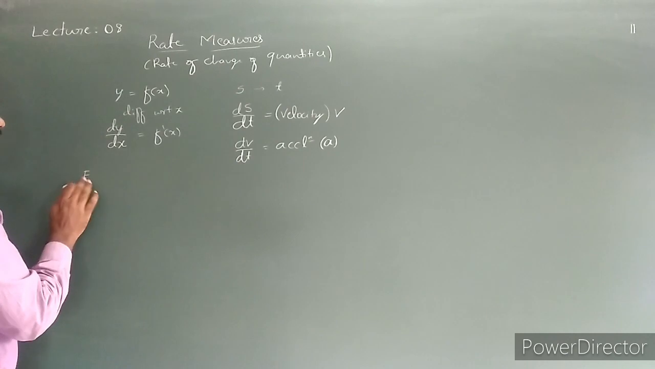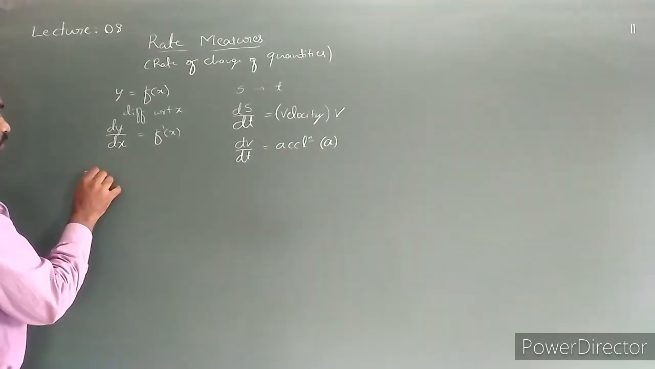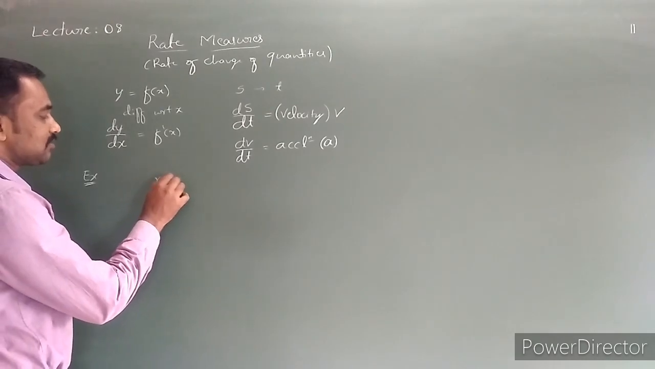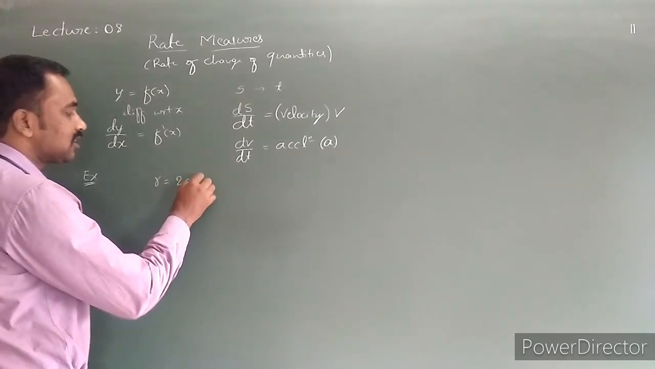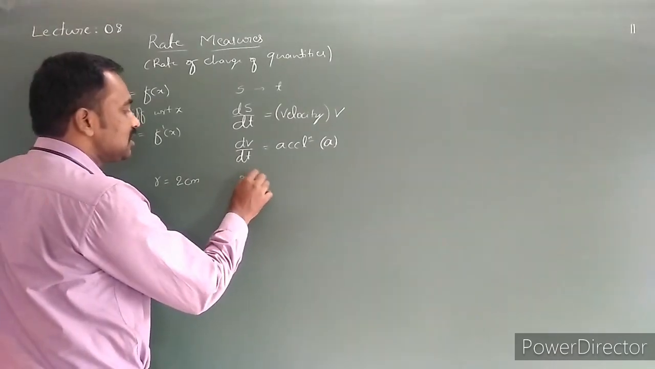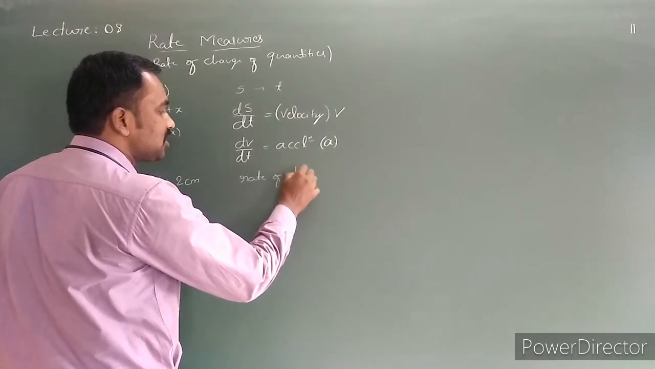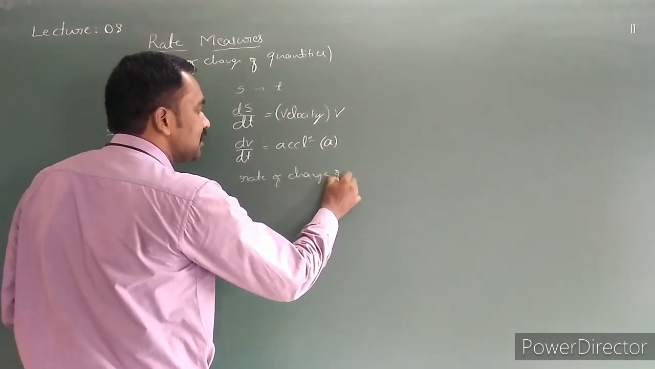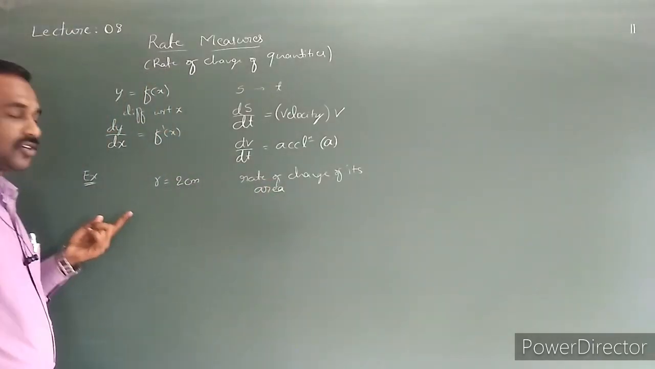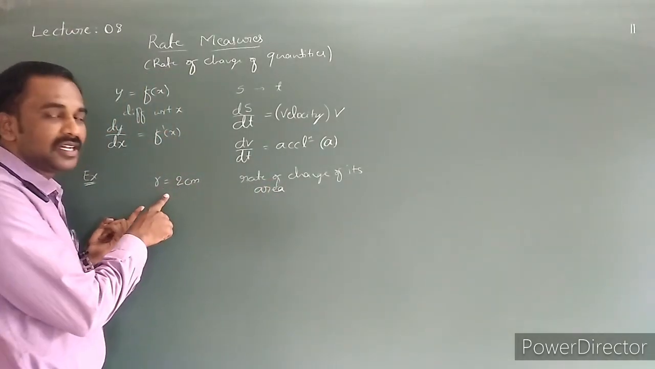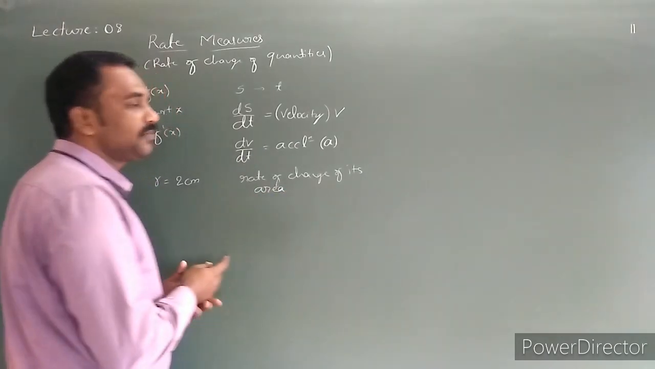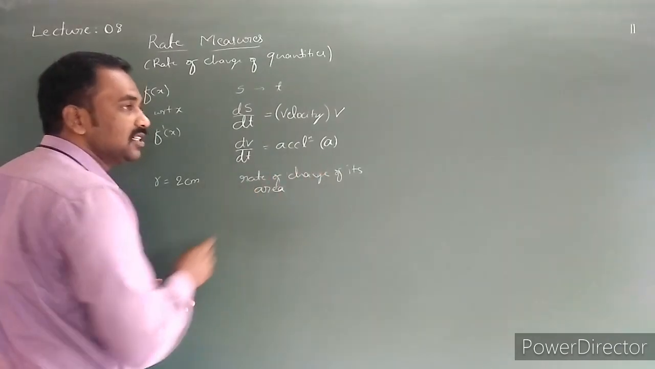Here I will directly go to the example. So what is the example? Suppose the radius of the circle is 2 centimeter. What is the rate of change of its area? What is the question? Whenever the radius of the circle is 2 centimeter, what is the change of its area of the circle?